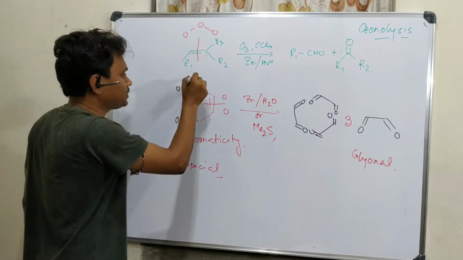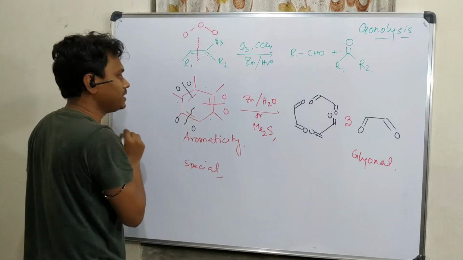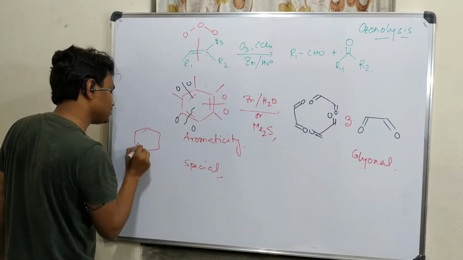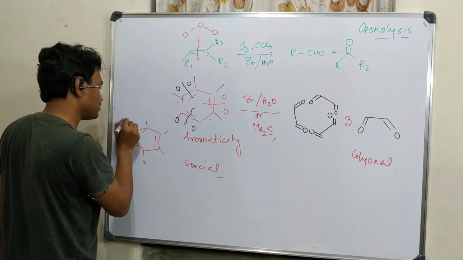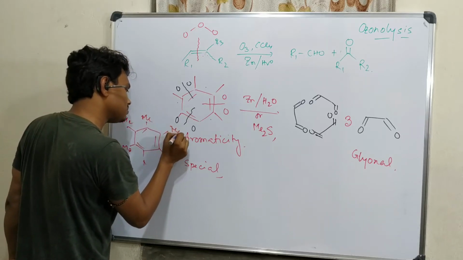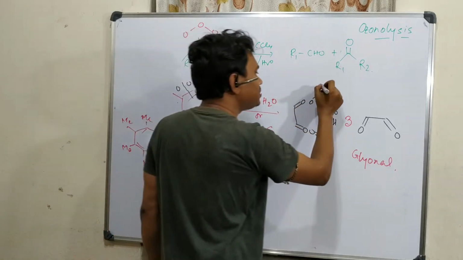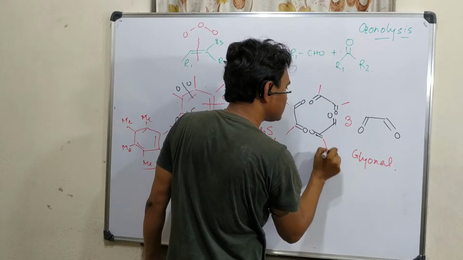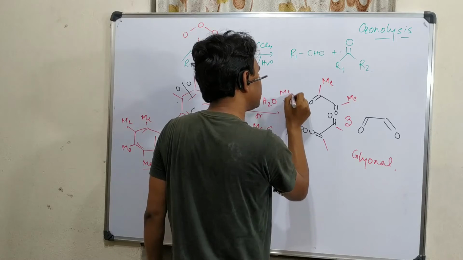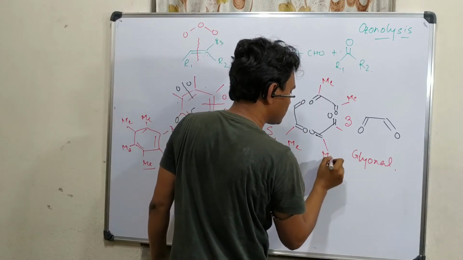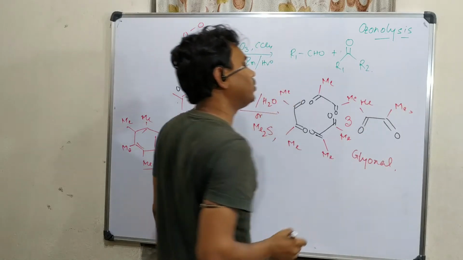Instead of that, if there are 6 methyls, meaning hexamethyl benzene, meaning this, then what will happen? Then here a methyl group will be added in every case. This is methyl, this is methyl, this is methyl, this is also. So butane 1,4-dione.